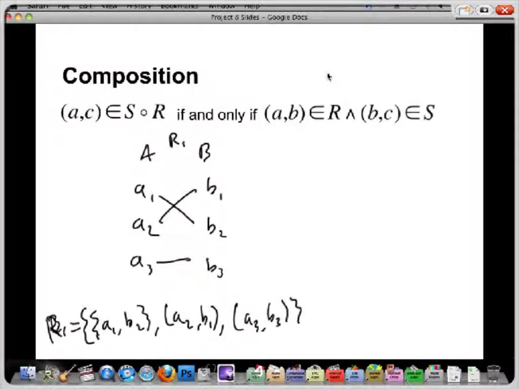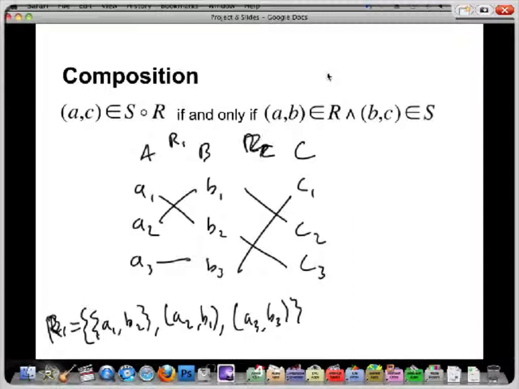So now we want to do a composition. So say we have one more set C and another relation R2. So let's make another generic mapping here. And now our rule here is AC is in S composite R. I should have called these S and R. Let's do that here. R and S. AC is in S composite R as long as AB is in R and BC is in S.